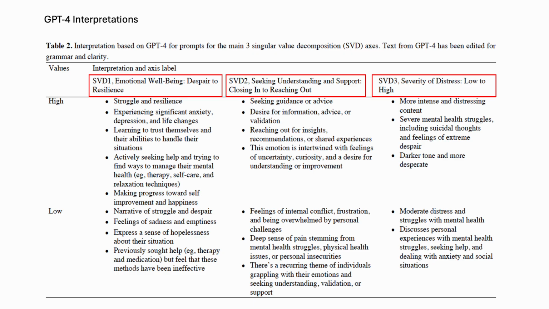Here is what ChatGPT found from the extreme postings that were fed to the model. As far as SVD1, the theme was emotional well-being, ranging from despair to resilience. In SVD2, seeking understanding and support was the theme, and it ranged from closing in to reaching out. And then lastly, SVD3, you have the severity of distress, which is basically low to high. Underneath each one of those themes, they basically just give you an overview of the high versus the low.